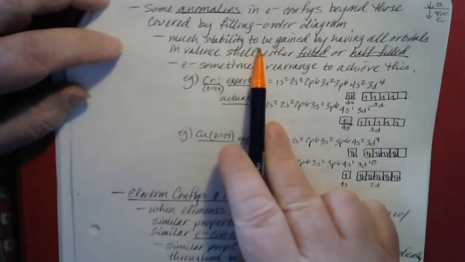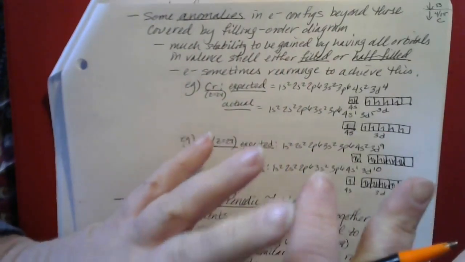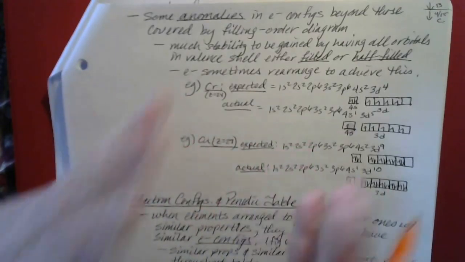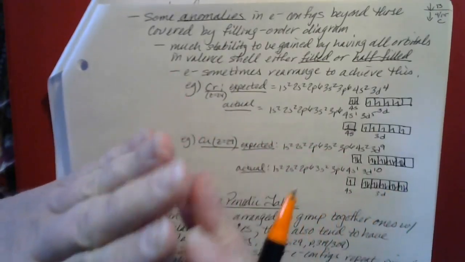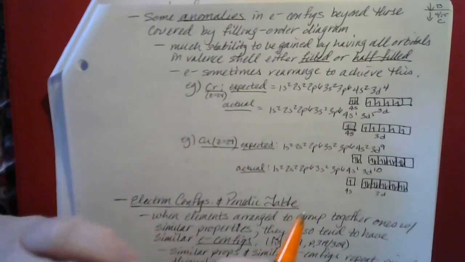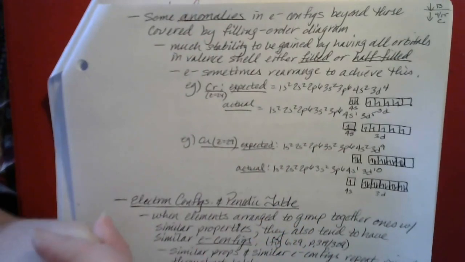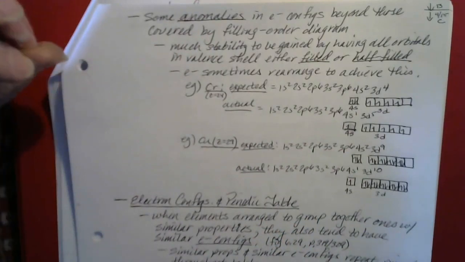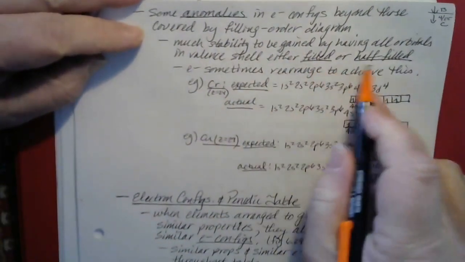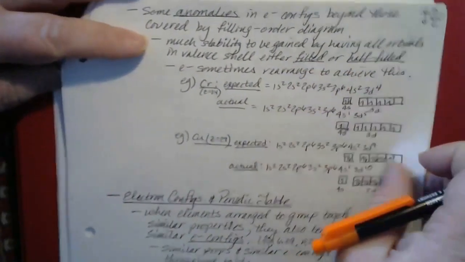It turns out that there is some amount of stability to be gained by having all of the orbitals in the valence shell either completely filled or half filled. We knew already, because of the noble gases, that there was a great deal of stabilization to be gained by having all of the orbitals in the valence shell filled, because that's the way the noble gases are, and the noble gases are very stable. And so we figured that that's probably related there. But it turns out that that's also true if all of the orbitals in the valence shell are half filled, as well as being completely filled.